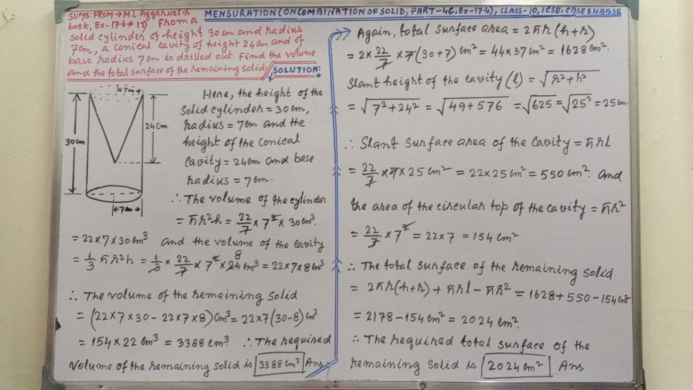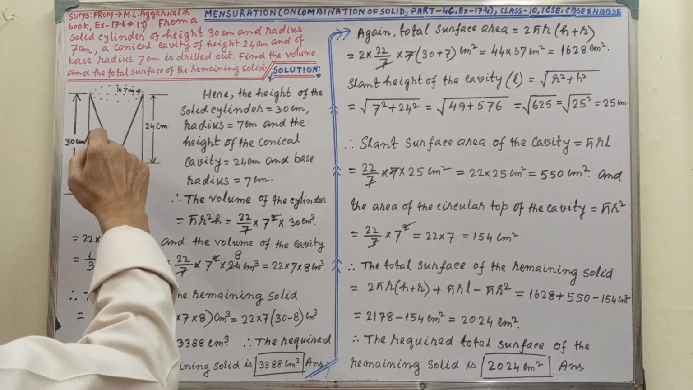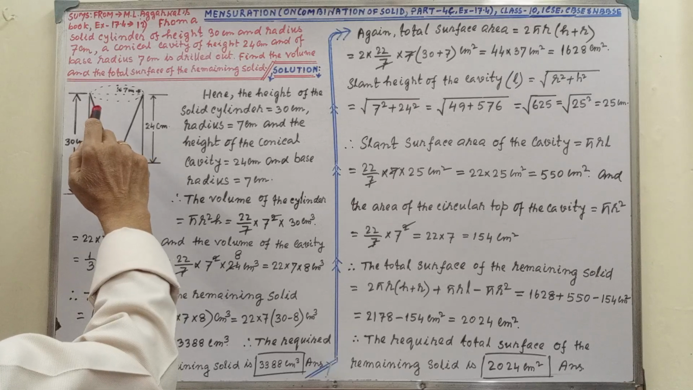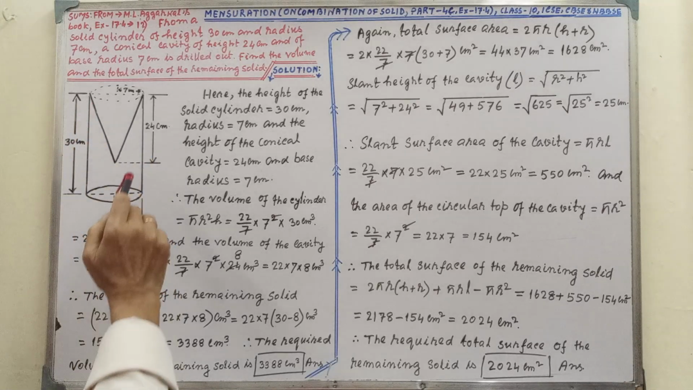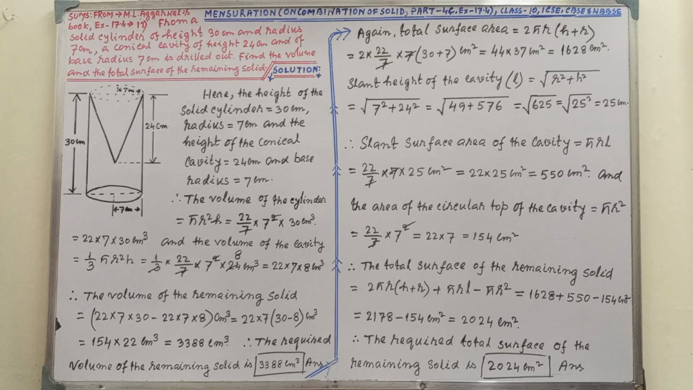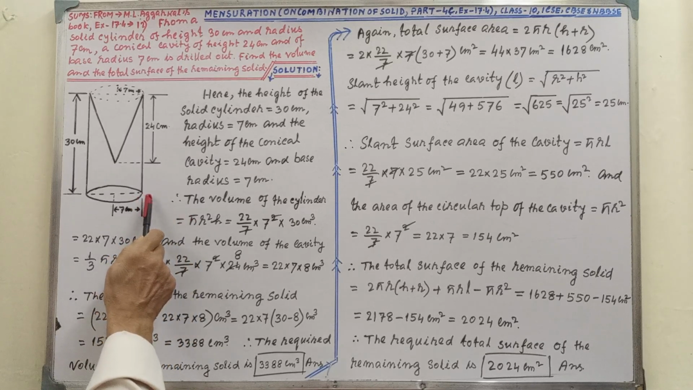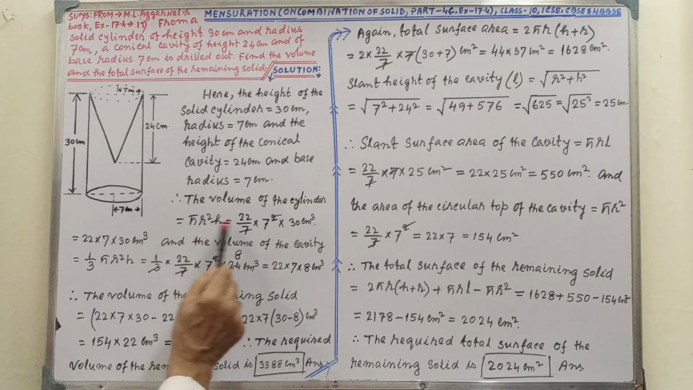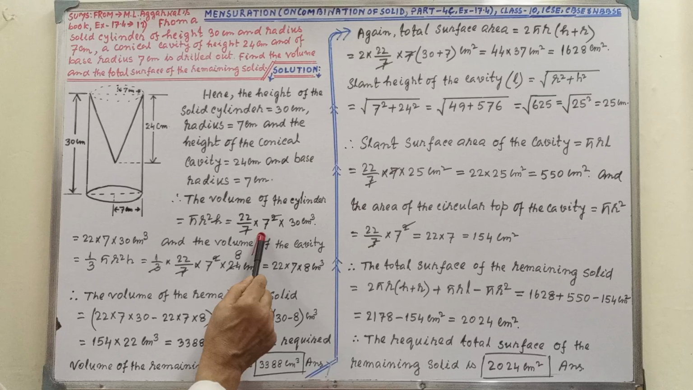Finally, we have to find out, after drilling out, what surface and volume is remaining in the cylinder. So first we have to find the volume of the cylinder. The volume of the cylinder is pi r square h. After writing the formula, we have to write the relevant values.